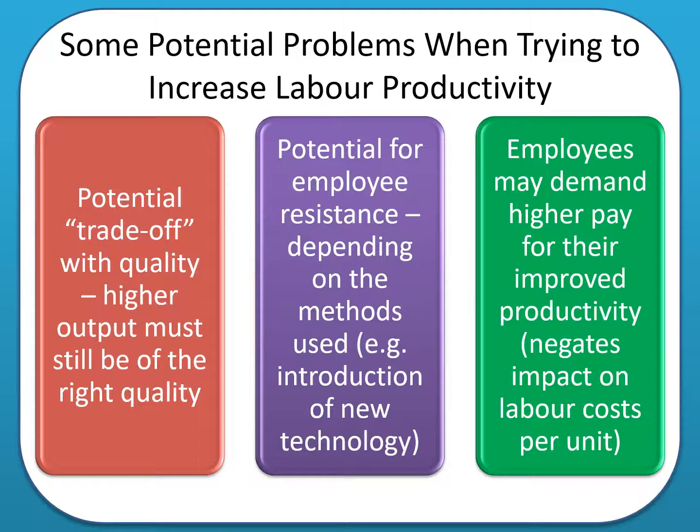There's potential for employee resistance. If you're introducing new technology, not everybody wants to be a part of that. Certainly workers who have worked somewhere for a long period of time might see new equipment coming in as a threat to their job, and they might not want to use it. And then employees may demand higher pay for improved production, so it kind of negates the impact on unit cost. Well, okay, we've increased our profit by 100 million. Where's our share of it? It's all because of us. Why aren't we getting a part of this as well?